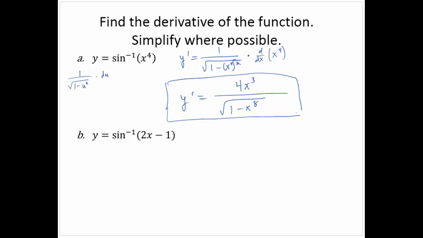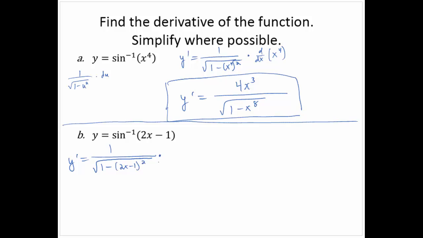Alright, why don't you try the second one? That would be a good time to pause. If y is equal to arcsine of 2x minus 1, then y prime would be equal to 1 over the square root of 1 minus (2x minus 1) squared, times d/dx of 2x minus 1, which is 2. So y prime would be 2 over the square root of 1 minus (2x minus 1) squared. We often wouldn't see it like that.